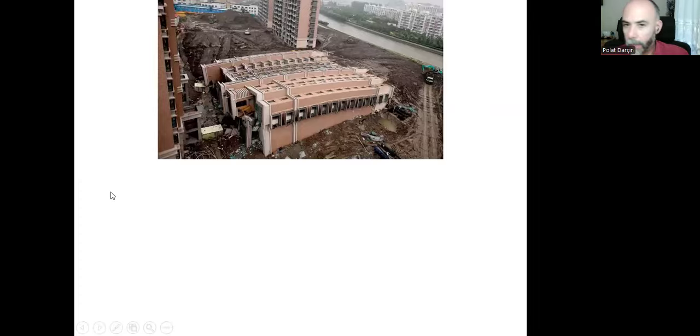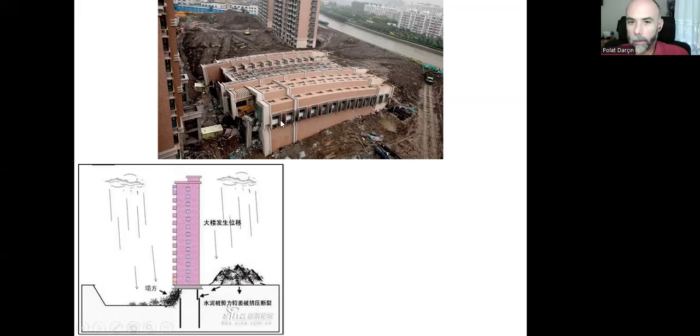If we don't anchor the building to the ground as we need to, that can be the end result, that there is a risk of that. This is an example from China, I guess.